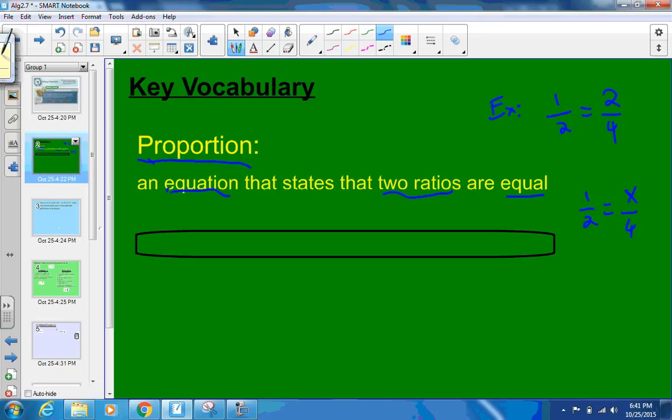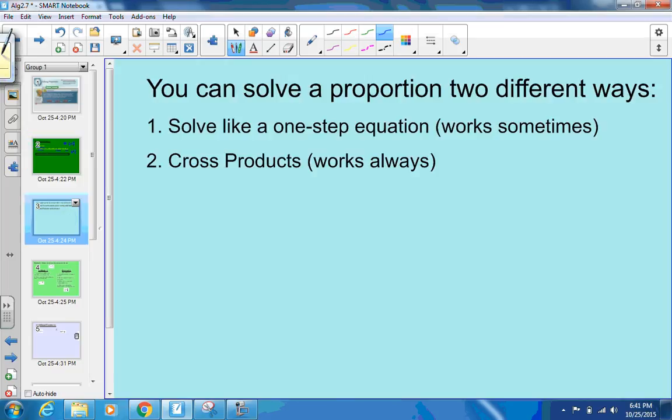There are two different ways that I'm going to teach you to solve proportions. You can solve like a one-step equation, which I'll show you works sometimes. It does not work all the time. And then the cross products, which you're probably familiar with too, those always work. So we're going to do cross products a lot more than the one-step equation process. But for this first example, I want to show you both ways.